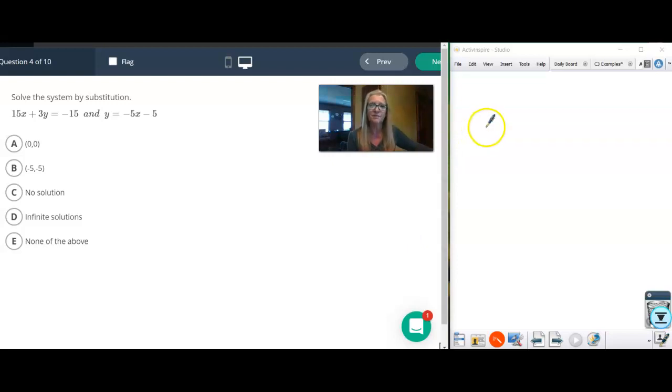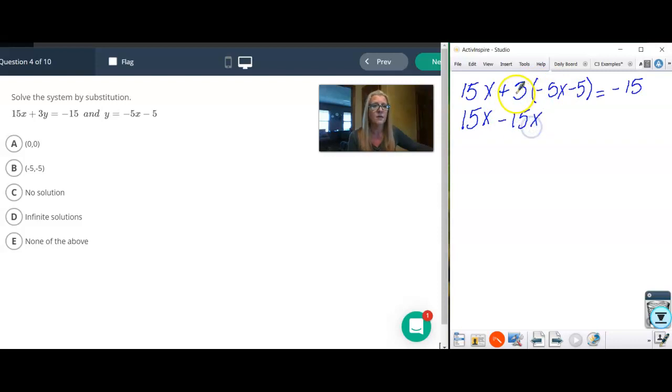So for this example, let's see, we would go over here. We do have one equation solved for y, so we're going to use that to our advantage. We have 15x plus 3, substituting for y, negative 5x minus 5 equals negative 15. I love 3s and 5s and 15s. I like those numbers. Gives me 15x. Distributing positive 3 times negative 5 gives me negative 15x. Positive 3 times negative 5 is negative 15.